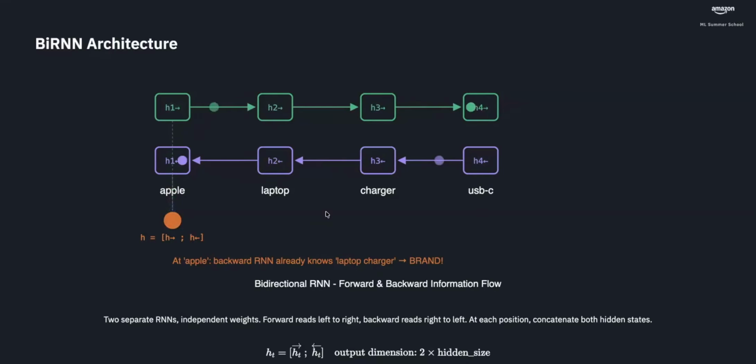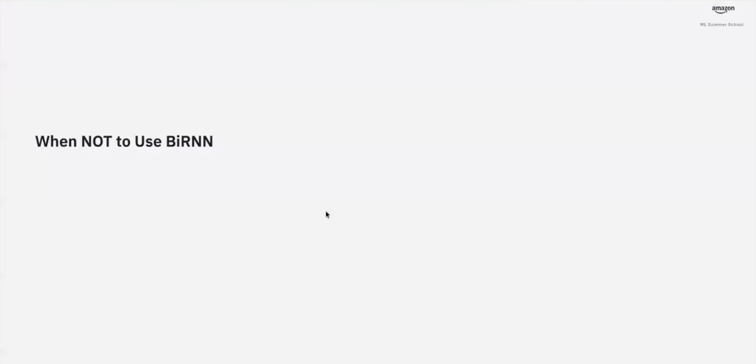Now look at what this gives you at the Apple position. The forward hidden state says, I started the sentence, nothing informative came before, but the backward hidden state has already processed laptop charger and has encoded the fact that this is an electronics context. Together, the 256 dimensional combined vector has full context from both sides, and a classifier sitting on top of it has everything it needs to label Apple correctly every time.